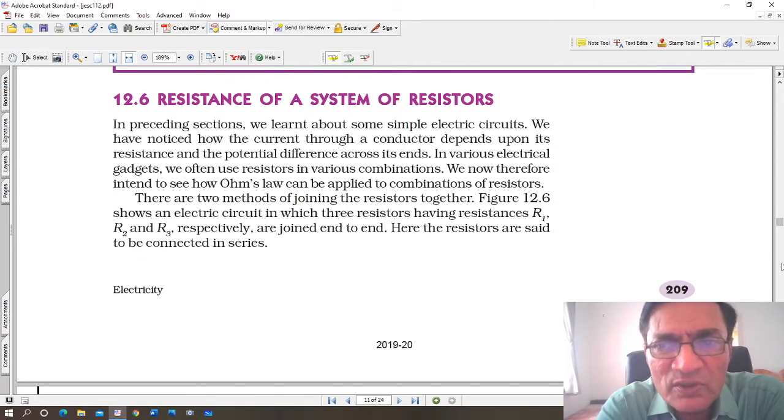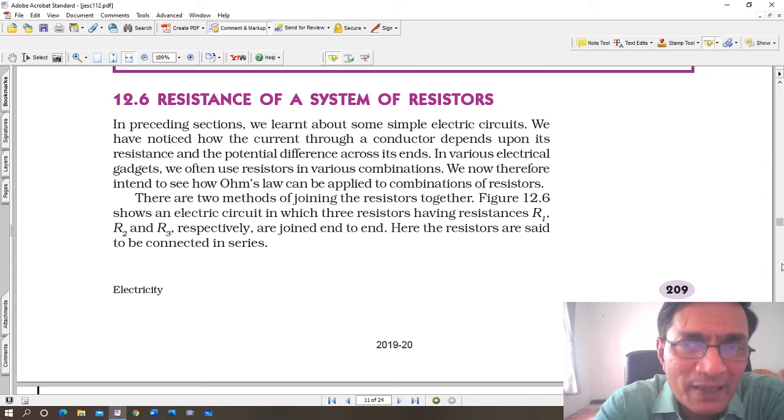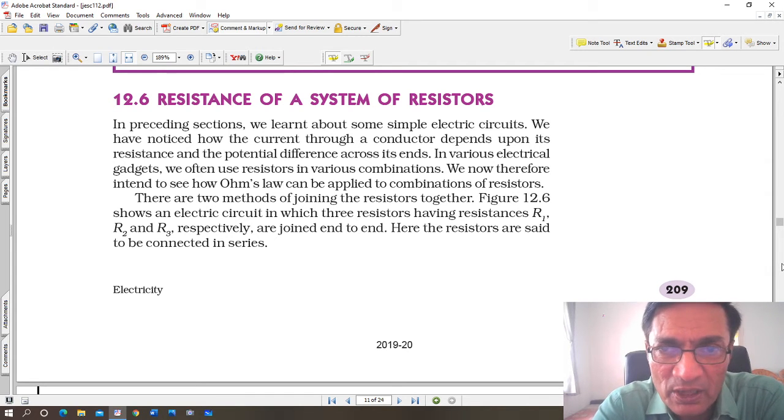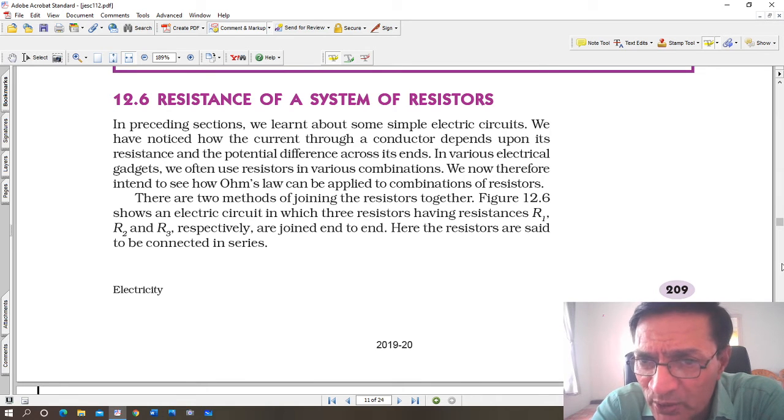Now, resistance of a system of resistors. This part is an important part. Every year, one is Ohm's law, okay, and the second is what we are about to do now, that also comes. In other words, this is the part which you need to pay attention to.